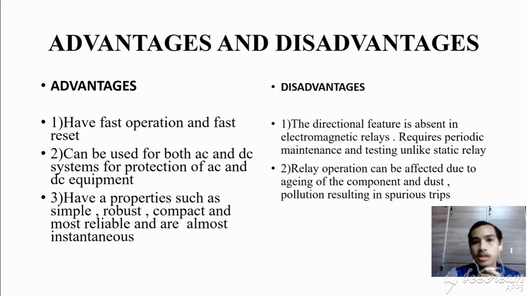The disadvantages of these two relays are, first, the directional feature is absent in the electromagnetic relay, and it requires periodic maintenance and testing, unlike the static relay. The last disadvantage is that relay operation can be affected by aging of the components and pollution, resulting in spurious trips.